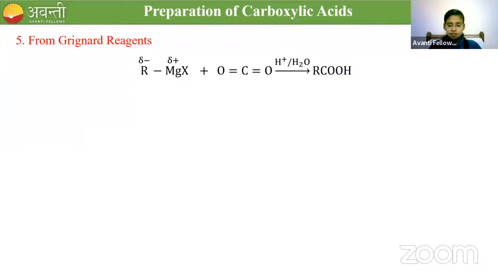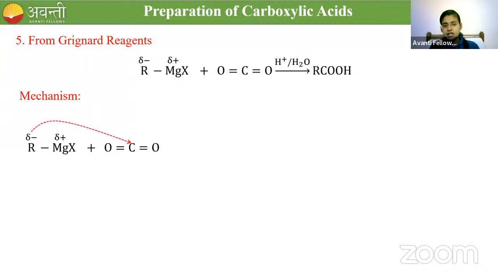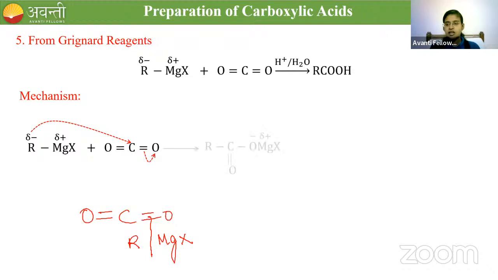So how does it form? Let me show you the mechanism. It is very easy. Take RMgX and treat it with CO2. The R group will go to carbon and the remaining will go to oxygen. So I have C double bond O, right? Break one of the C double bond O, add the negative part to carbon and the positive part to oxygen, so that we will get a compound like this. The R group has been added to carbon and the MgX has been added to oxygen.